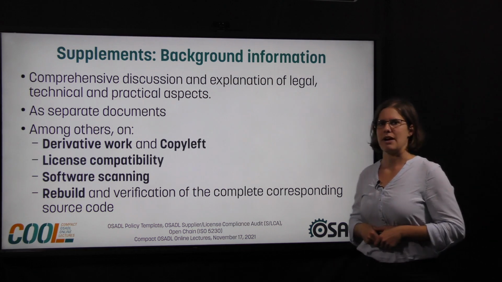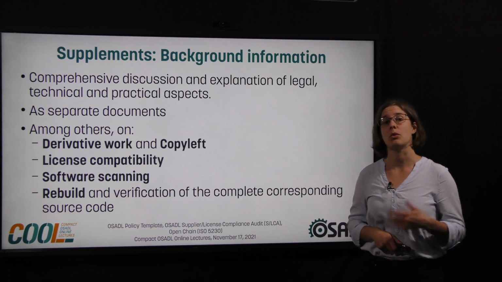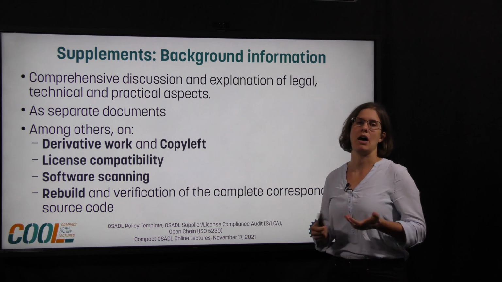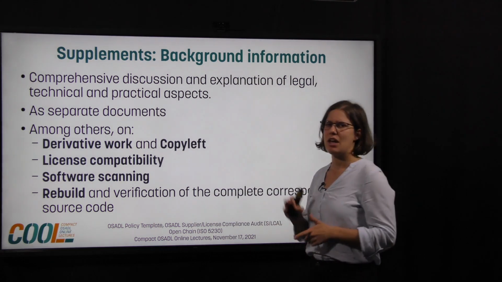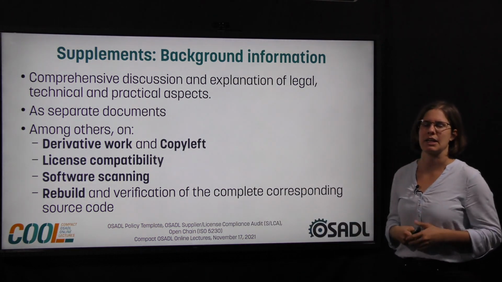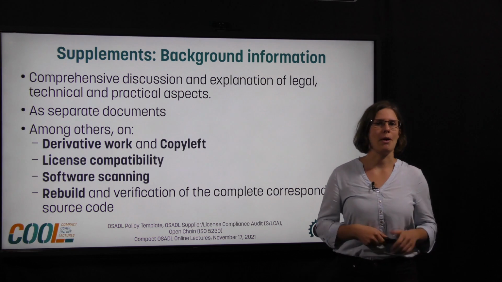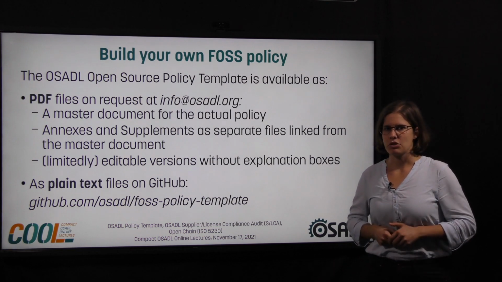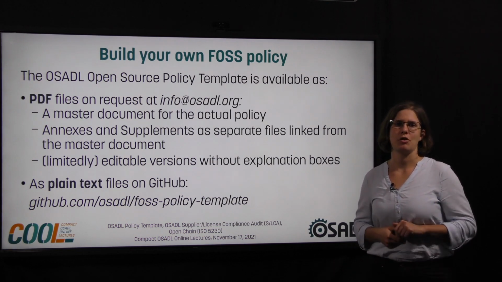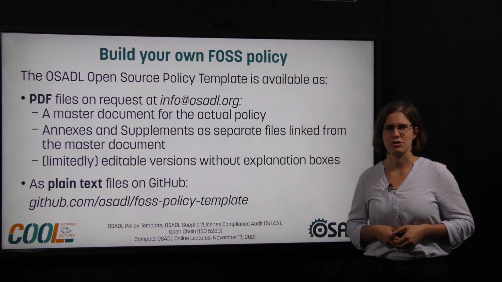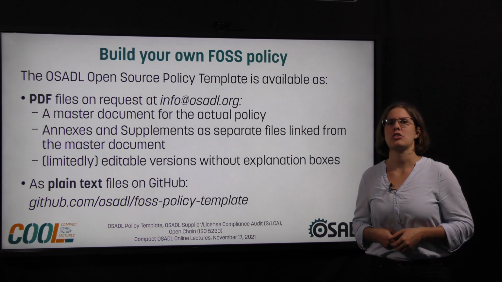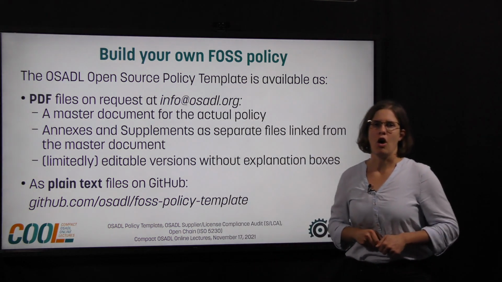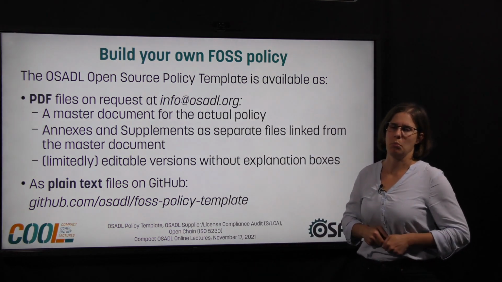I've mentioned before there are supplements with background information, with training material, with reading material. These can be used as separate documents or as part of the policies. They are among others on derivative work, copyleft, license compatibility, software scanning, rebuilding. So all these topics that pop up again and again when using open source software. The documents are available as PDF files from OSADL directly. You can just write to us at info@osadl.org to obtain these documents. For those who would like a plain text version, it is also available on GitHub, OSADL FOSS policy template.